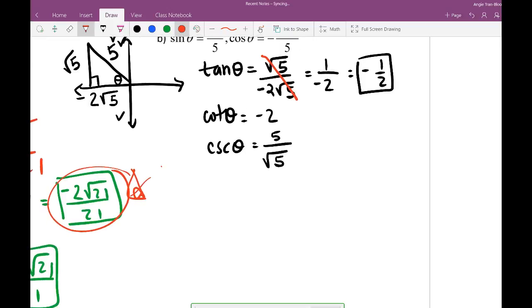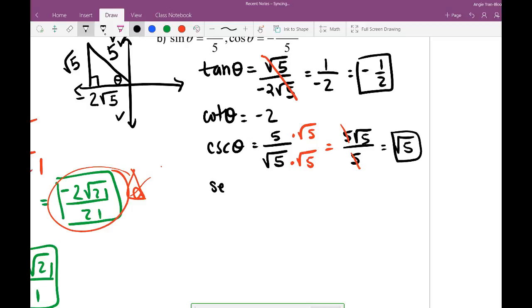Can I box that up? No. What do you want to do? Rationalize that. Multiply top and bottom by square root of 5. All right. Then we're going to end up with 5 times square root of 5 over what? 5. Can I box that up? No. Cancel. What do we get? Just rad 5. Okay. All right. Last one is secant. Okay. What do you want me to do? Flip cosine. You're right. I covered up cosine already.